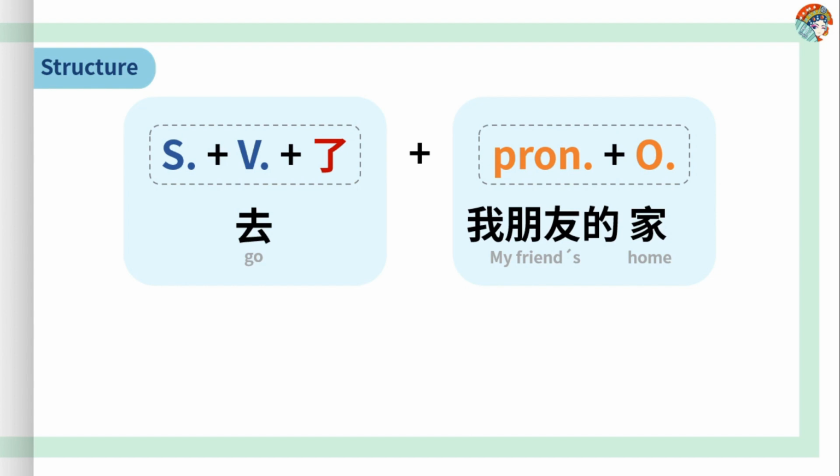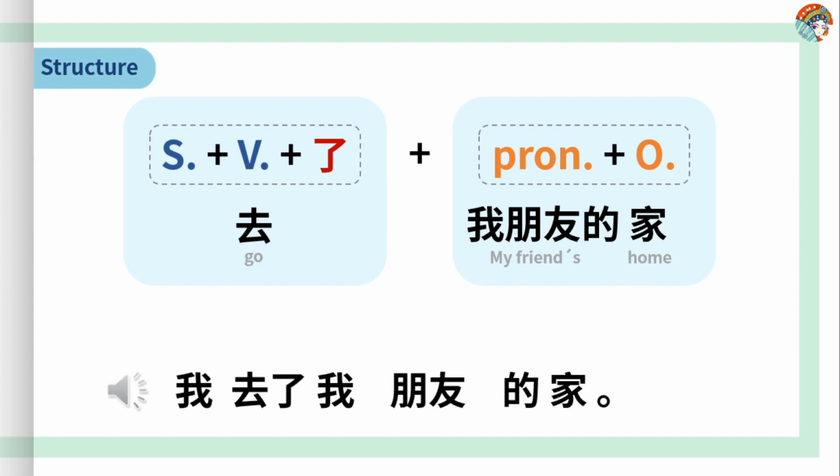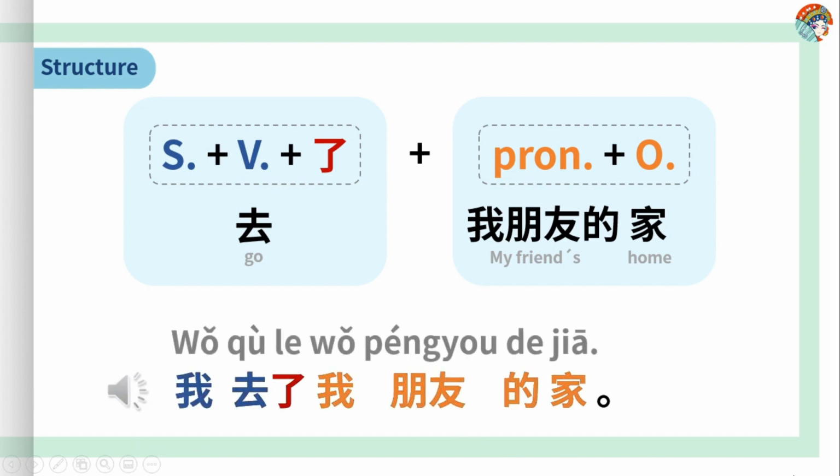So let's see the whole sentence. 我去了我朋友的家. Okay, let's listen and repeat.